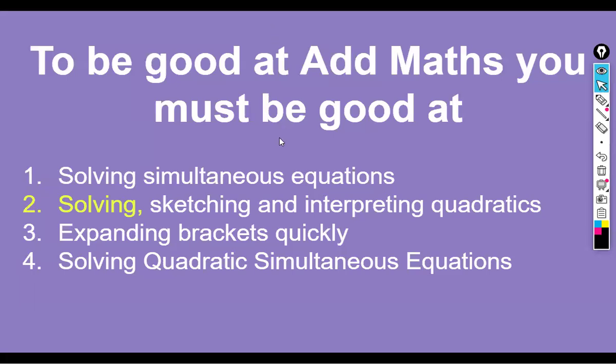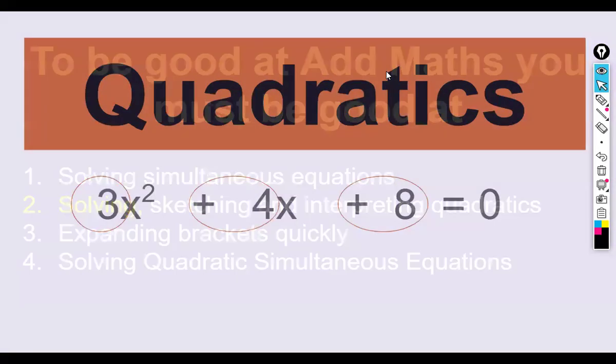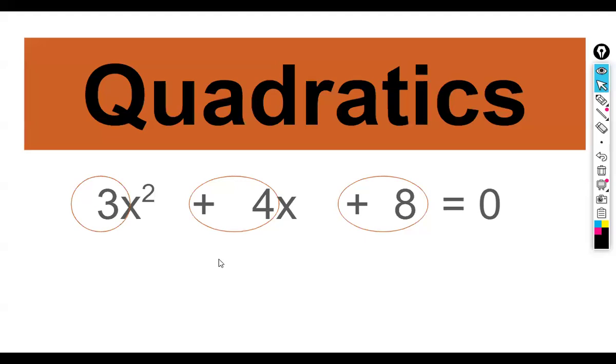Let's move on. Solving quadratics. So what is a quadratic? Well, a quadratic is a very special equation in maths, and it's real easy to identify. All quadratics have an x squared in it. Look at it, 3x squared, an x, a regular boring x without a squared, and then something without an x. So it's real easy to pinpoint a quadratic in maths.